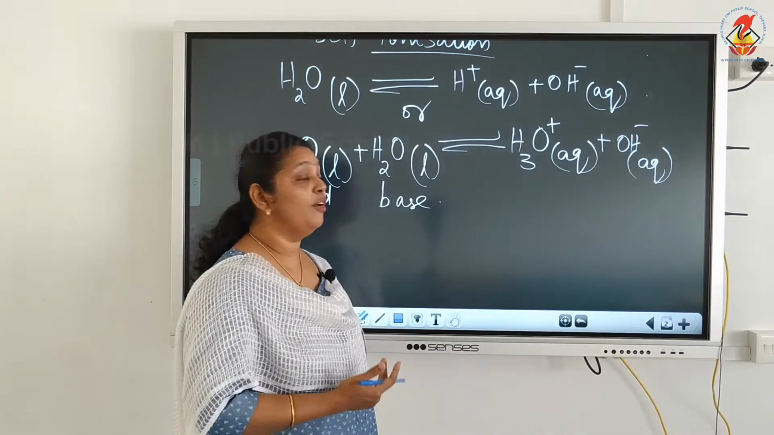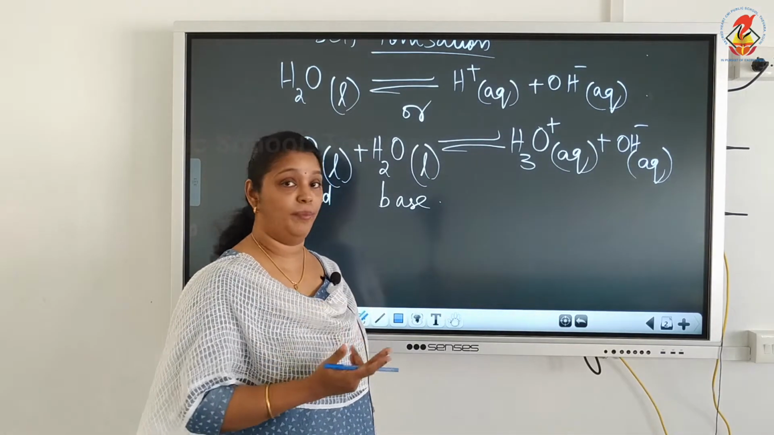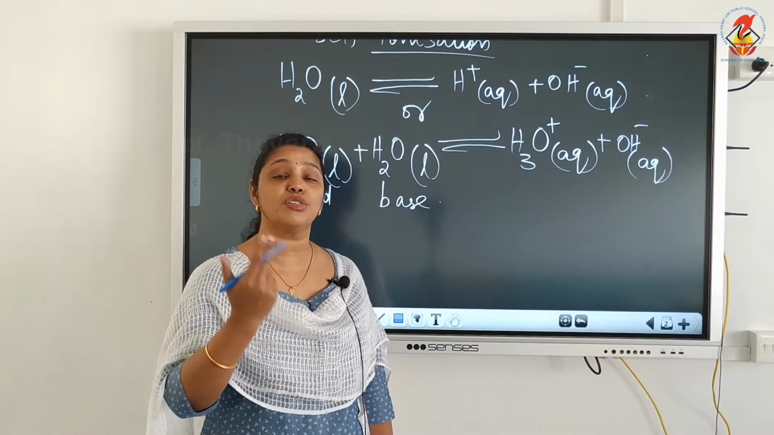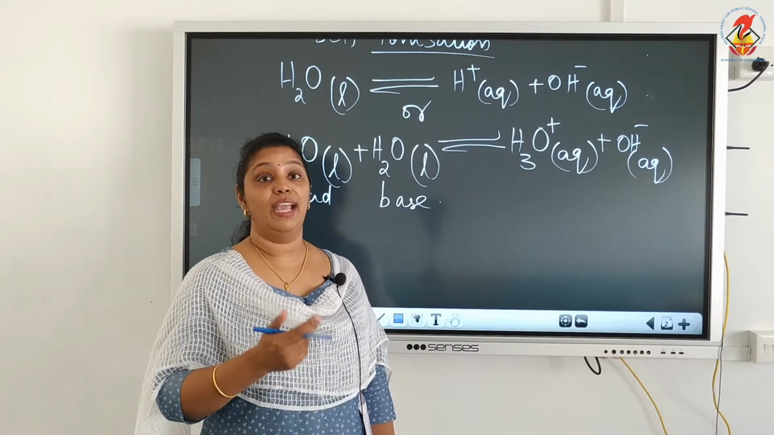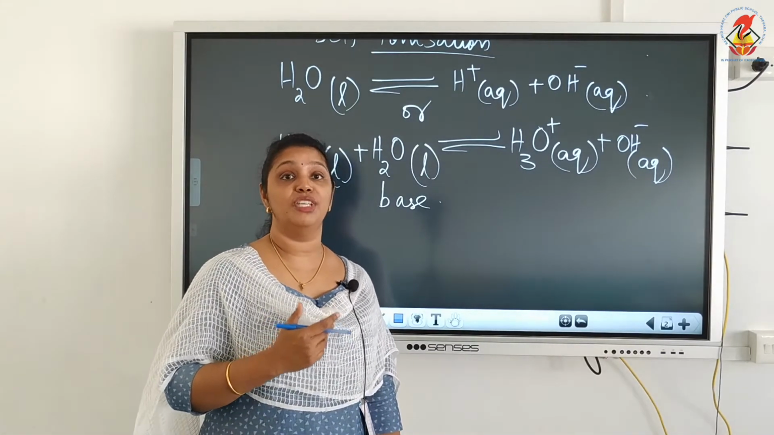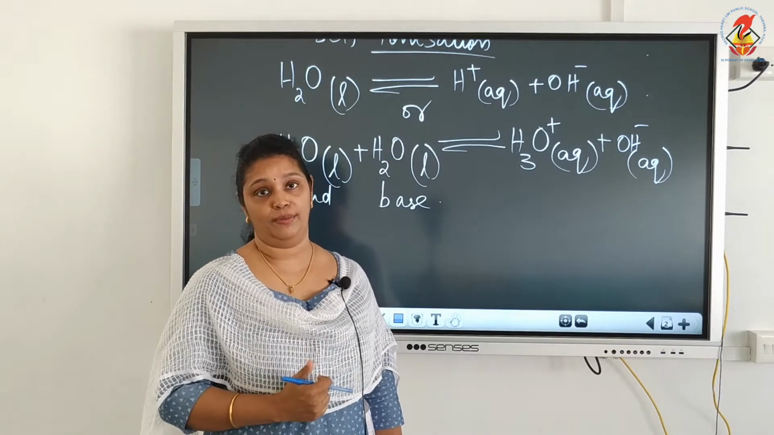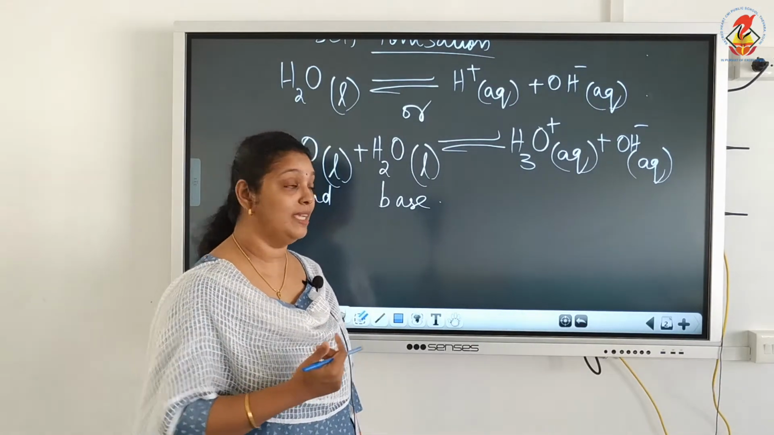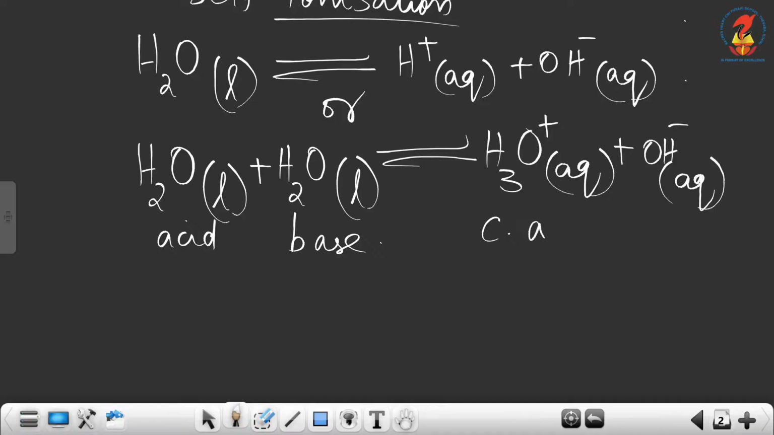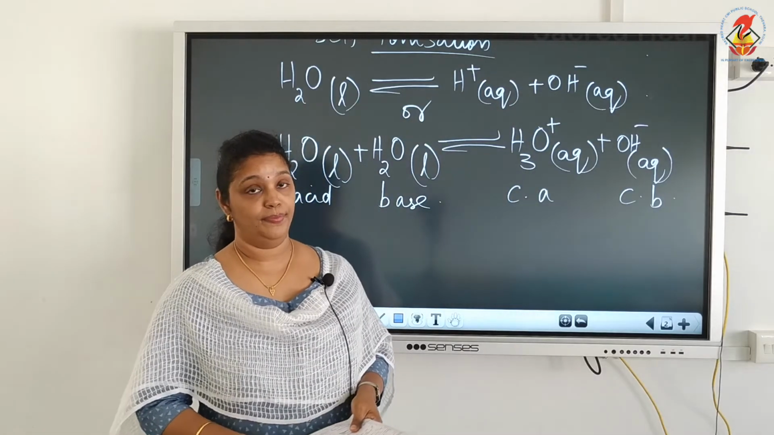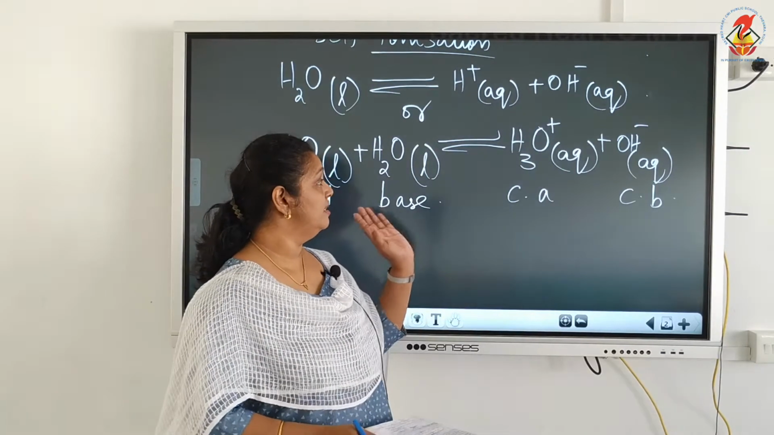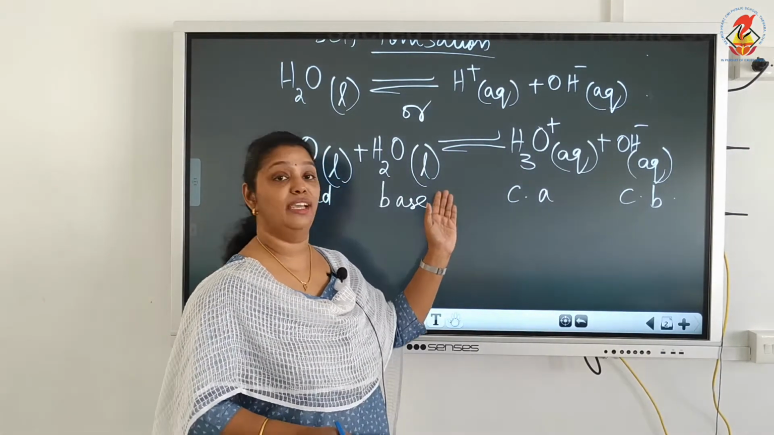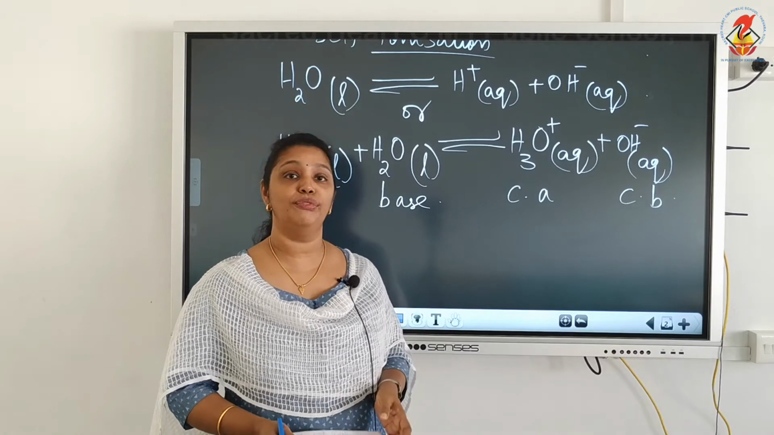Now in the product formed, we know that we have H3O plus, in which there is one extra H plus ion, and we have the other product as OH minus, in which there is one less H plus ion. So we can say H3O plus is the conjugate acid of the base H2O and OH minus is the conjugate base of the acid H2O. Okay, so this expression can also be written for the self-ionization of water.